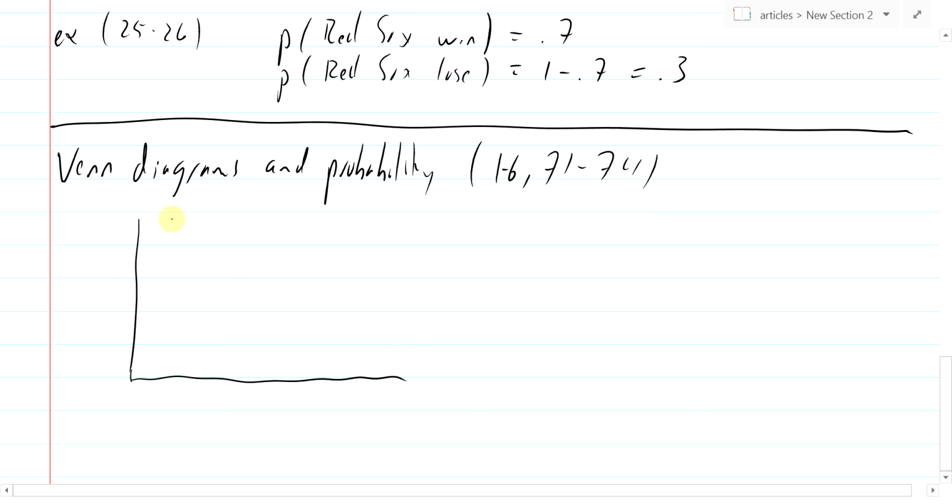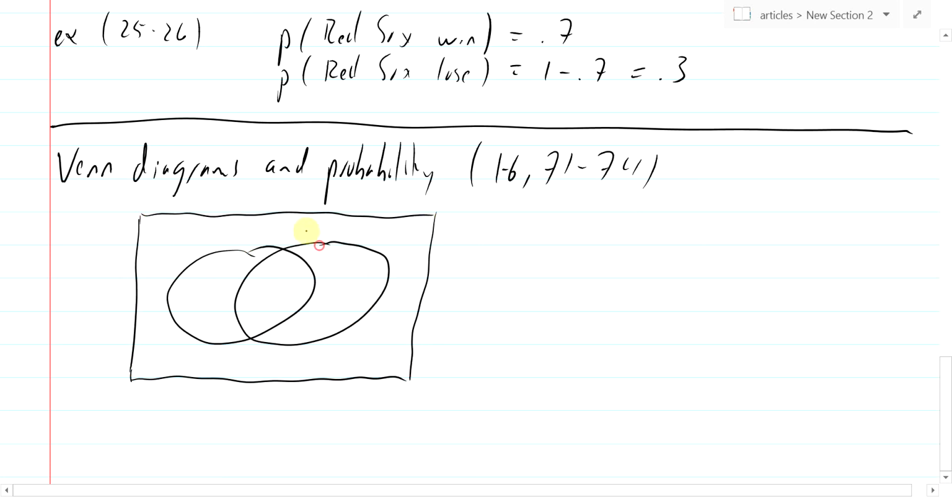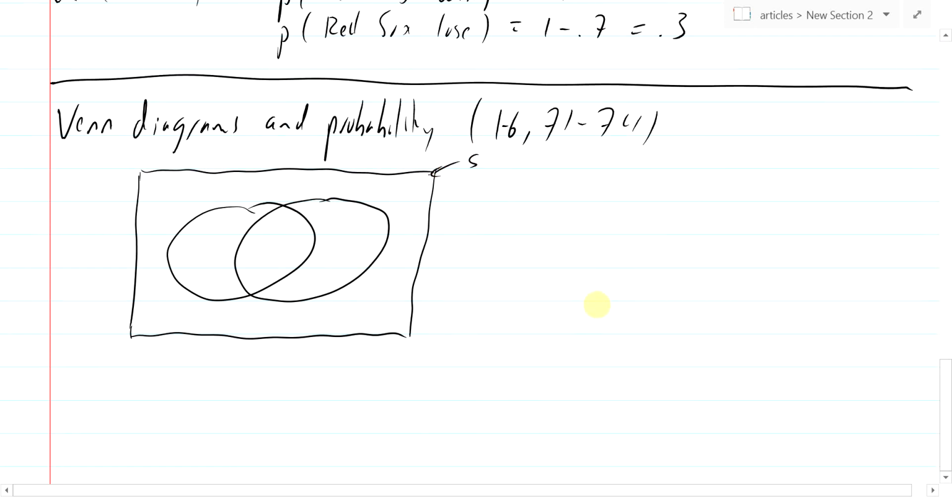So suppose you have some problem that asks you to draw a Venn diagram, and you draw the Venn diagram. Here's our traditional Venn diagram. Remember, when you're doing Venn diagrams, include the box. The box represents the sample space S. And one circle is A, and one circle is B. And suppose you get this distribution of things.